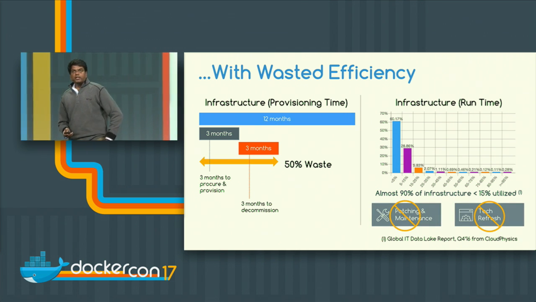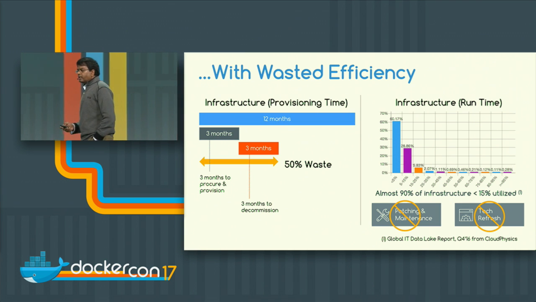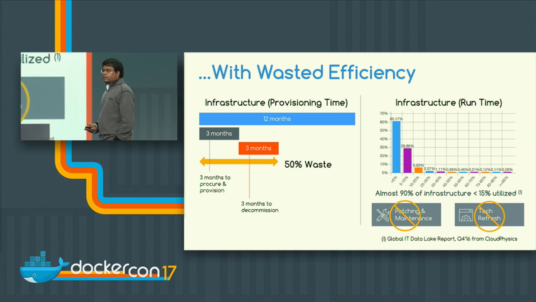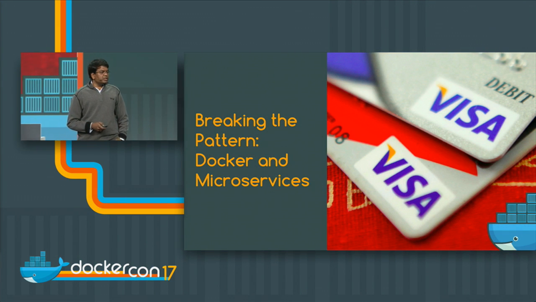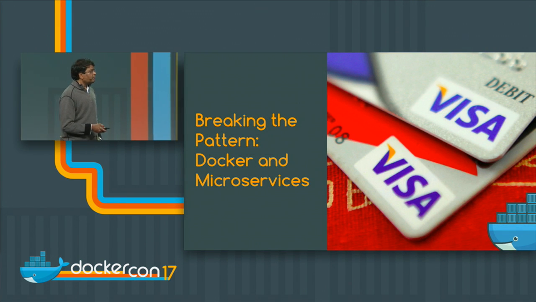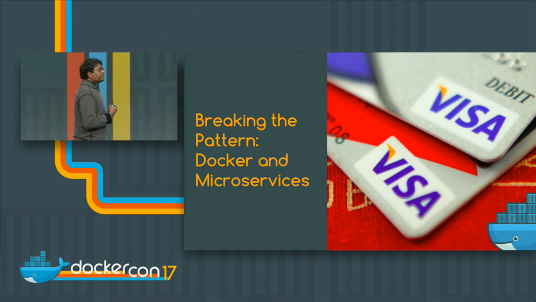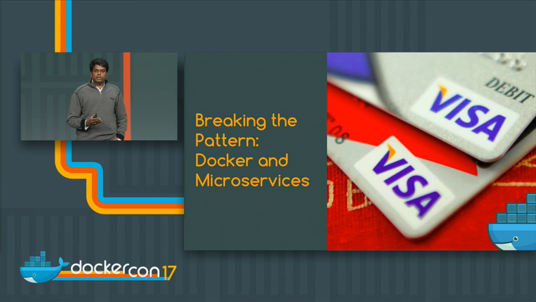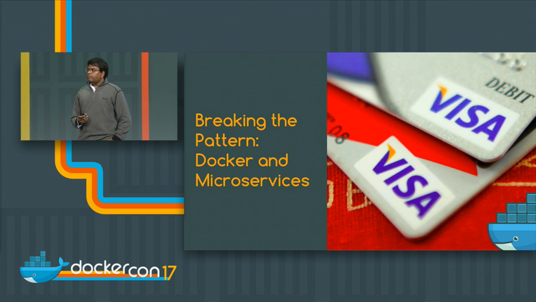On top of it, there is no business value in the tech refresh. There is no business value in patching and maintenance. We would rather be giving business functionality than patching and maintaining. So we want to break this pattern with a technology. And among all the technologies, we picked Docker and microservices.